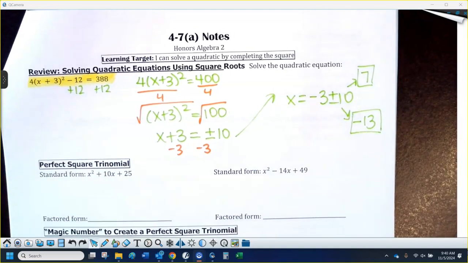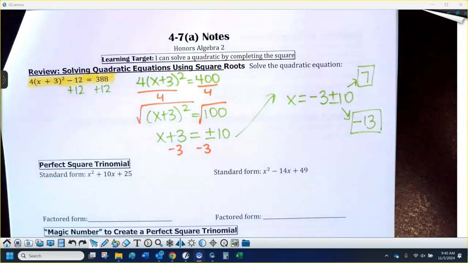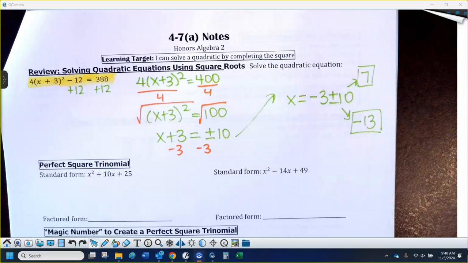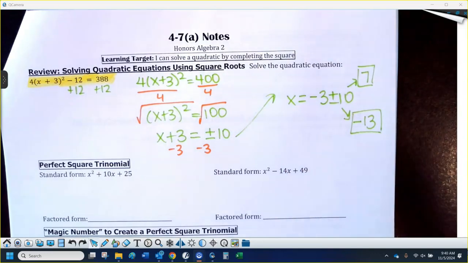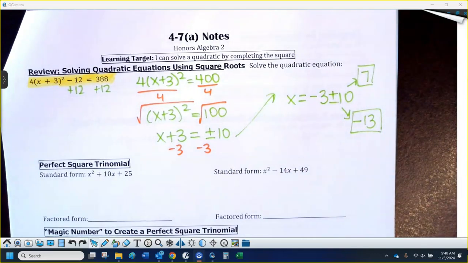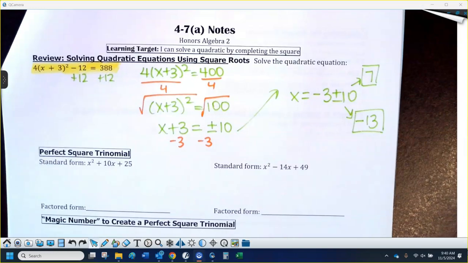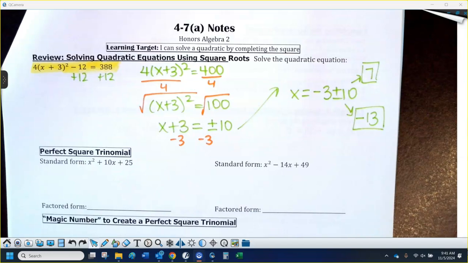So you can get 2 answers if that's a plain number when you take the square root. If it's a radical, you're done. If it's got an i, you're done. But if it's just 10, don't forget you can continue to simplify that and tell me those 2 answers, which would be 7 and negative 13. Is anybody having a question?